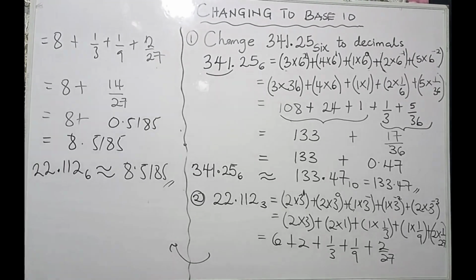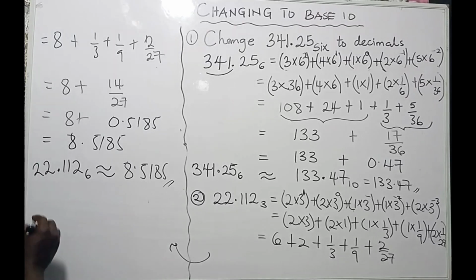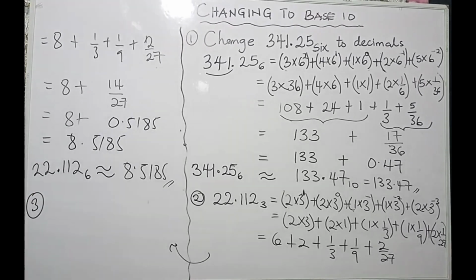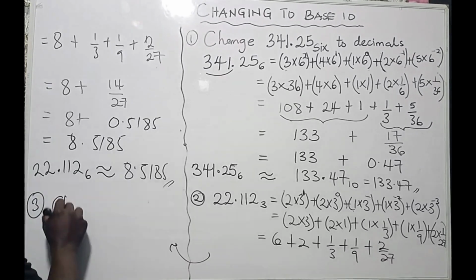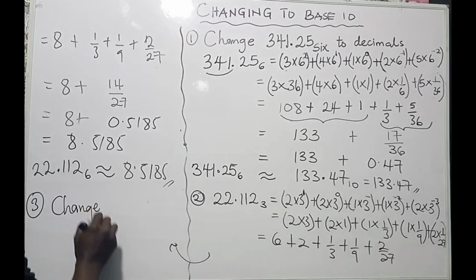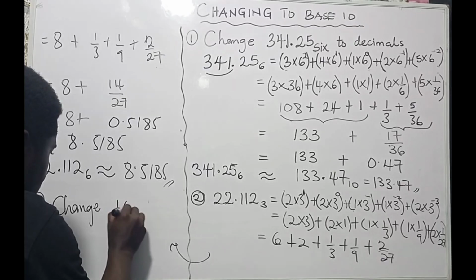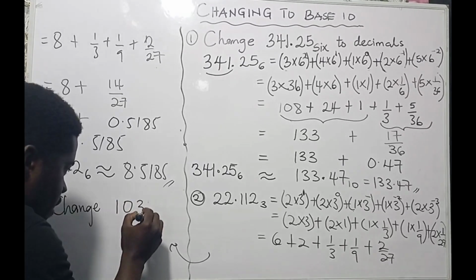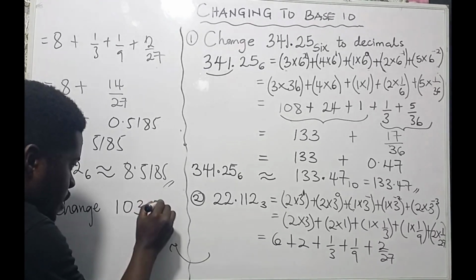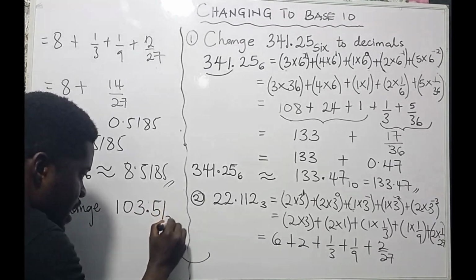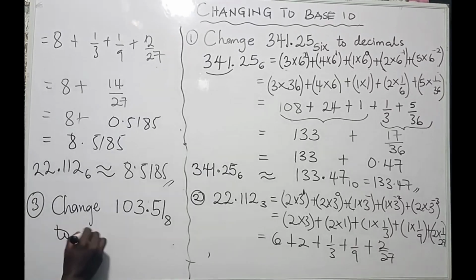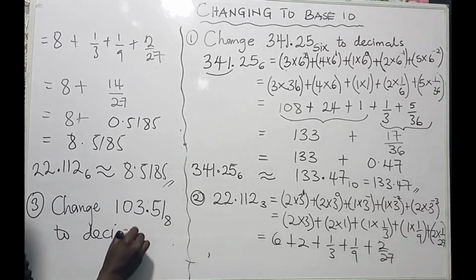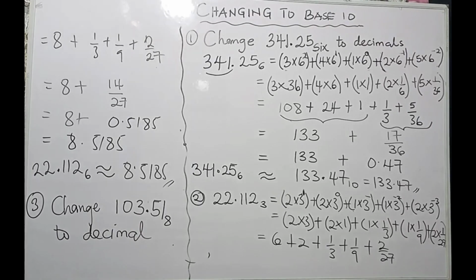Now I can't just leave you alone like that. I have to give you something to try. So let's try this. This is our third example. We are changing 103.51 base 8, yes, base 8, to decimals. So try it at home and leave your answer in the comment section.